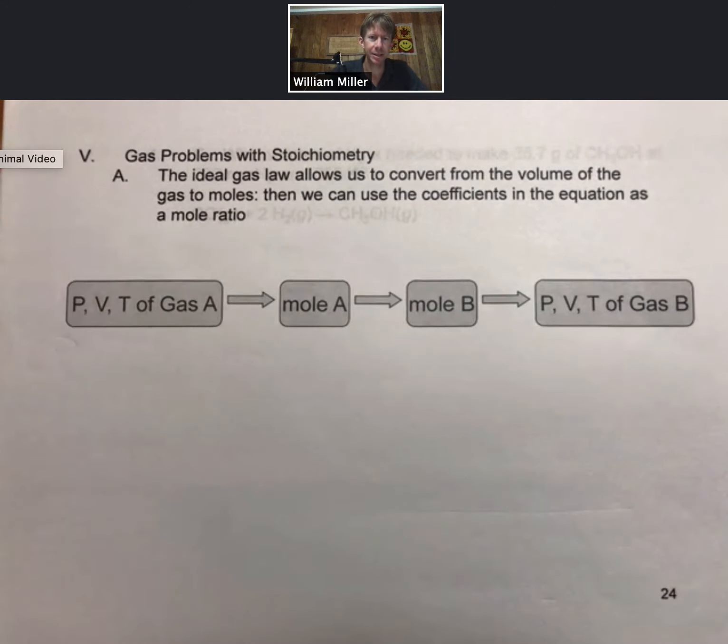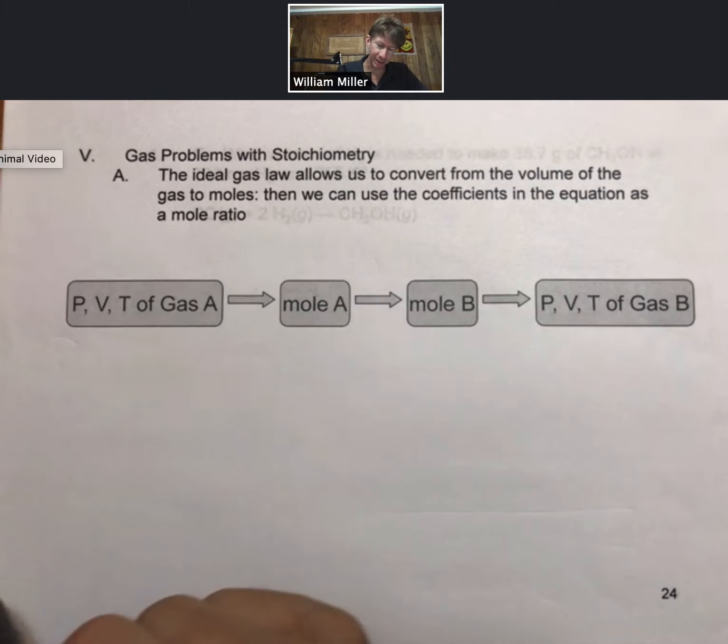Now let's talk about gas problems with stoichiometry. So unfortunately, all of us, myself included, have gas problems right now, and hopefully we'll resolve them soon. The ideal gas law allows us to convert from the volume of the gas to moles, and then we can use the coefficients in the equation or the reaction as a mole ratio.